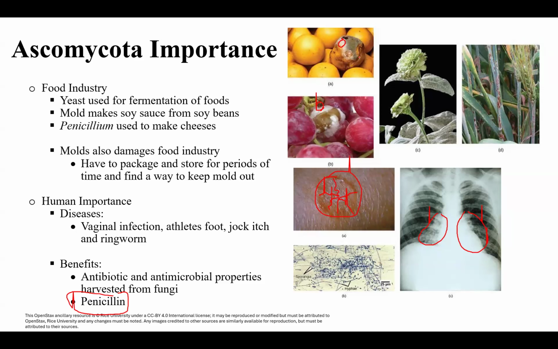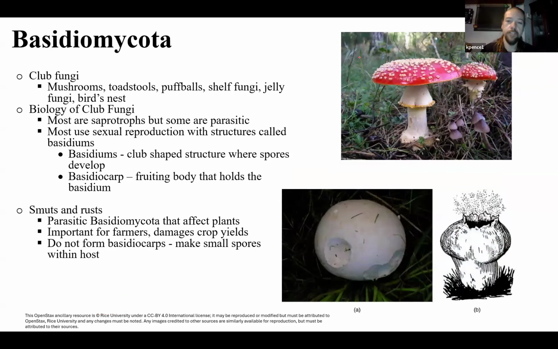Well done. And then Basidiomycota. These are the ones most people recognize as being a mushroom or fungus. So these are the mushrooms. They're also the puffballs and the shelf fungus that grow on trees. They reproduce with structures called basidia. The basidia are the club-like structures of this stalk of this mushroom, and then the basidiocarp is the area where you produce spores.